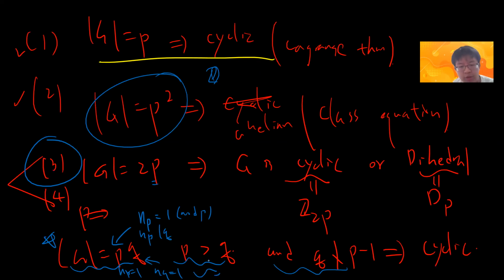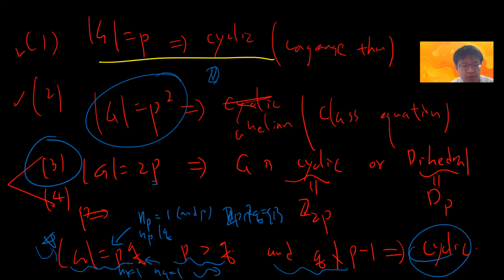Okay, so which tells you that in this case, you have a Sylow p-group and a Sylow q-group, and they are all 1, and both of them are normal, right? So the intersection of the Sylow p-group Z_p and Sylow q-group Z_q must be the identity, right? So this G must be the product of these two cyclic groups. Okay, so they are cyclic.